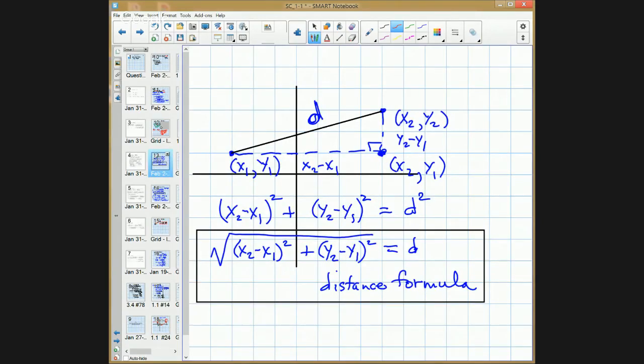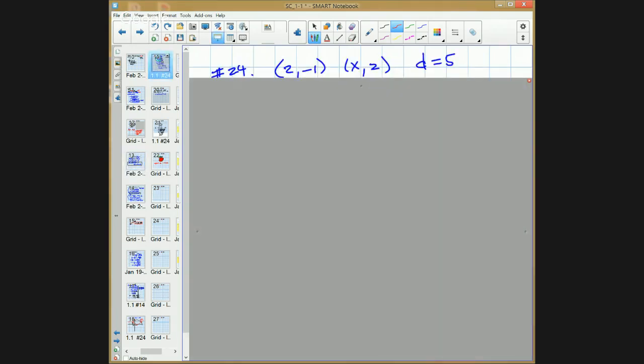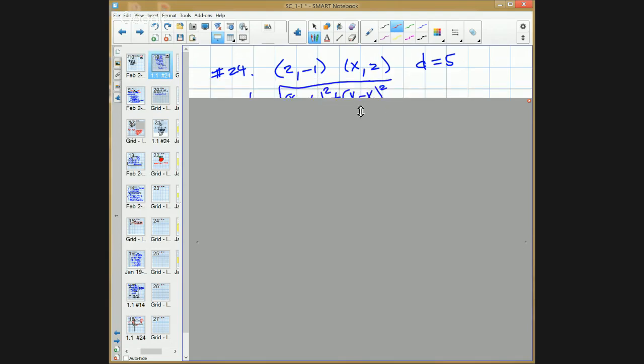That's not the right one. Sorry, I'm in the wrong place. Here we go. I apologize. So here's the problem, the same problem, only now we got to do this algebraically using the distance formula.